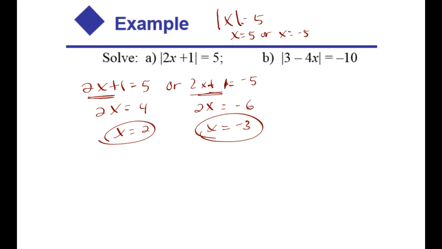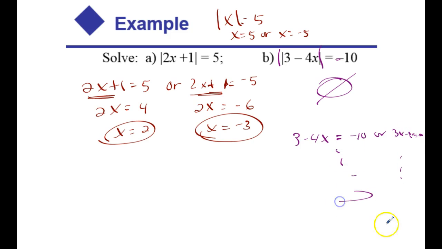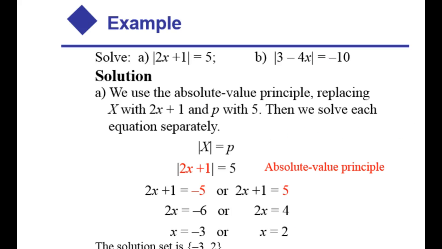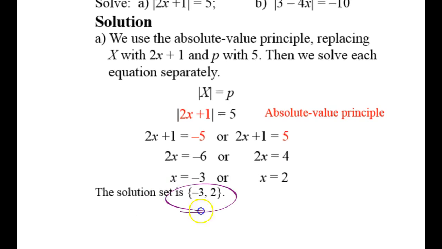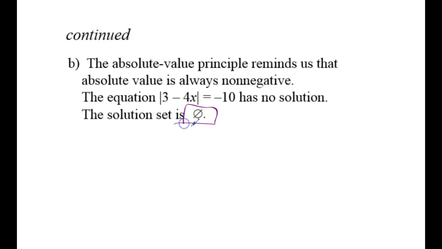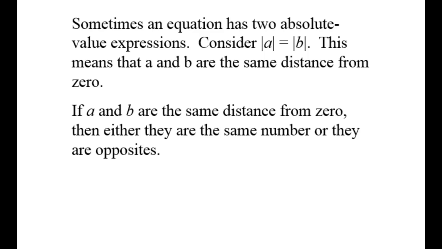Over here, I see that the absolute value is equal to a negative. That cannot happen. You could try this and say, well, 3 minus 4x is equal to negative 10, or 3 minus 4x equals 10, and you could kind of work through there. But again, if you were to go back and check those solutions, it won't work, because when you take the absolute value, you should end up with a positive, and you'll never end up with a negative. So I wouldn't even go through the bother of doing the work. I would simply say no solution. So again, the first solution set, negative 3 and 2, and I would say empty set, or there is no solution for the second one.